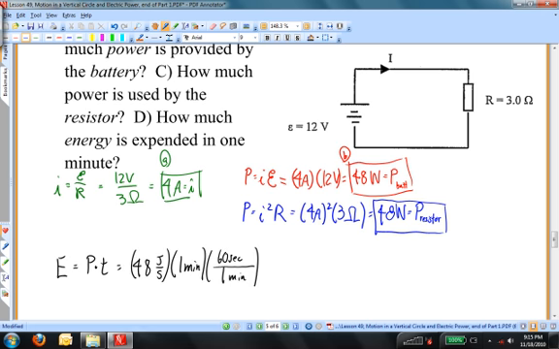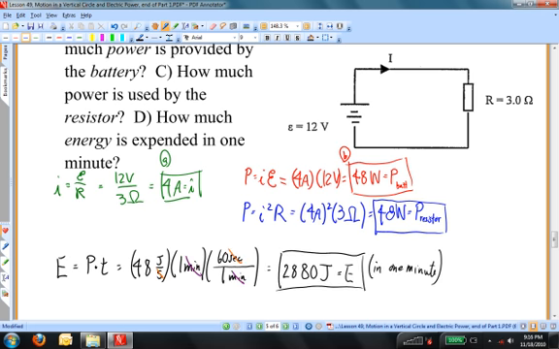So let me put these numbers in. I'm going to say that there's some units that cancel. The seconds cancel, the minutes cancel, and I'm going to be left with joules. So I find that I expend just under 2,900 joules in 1 minute.